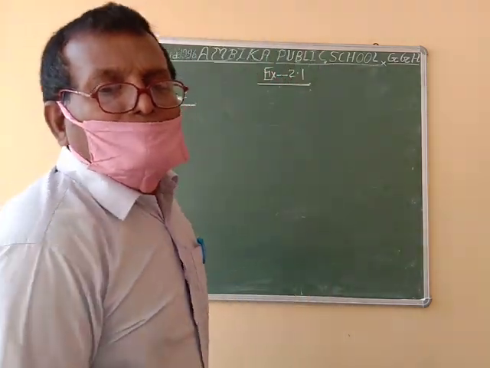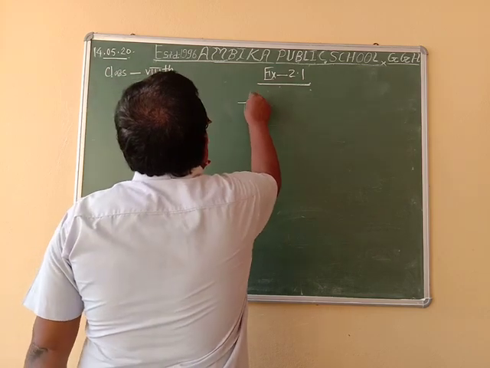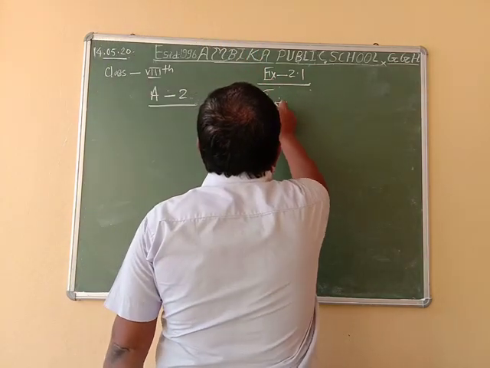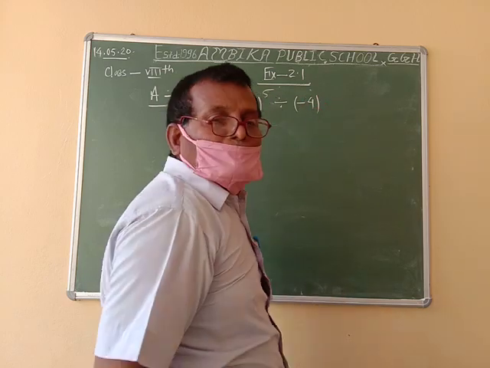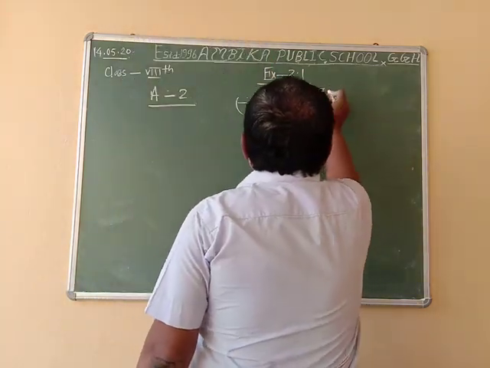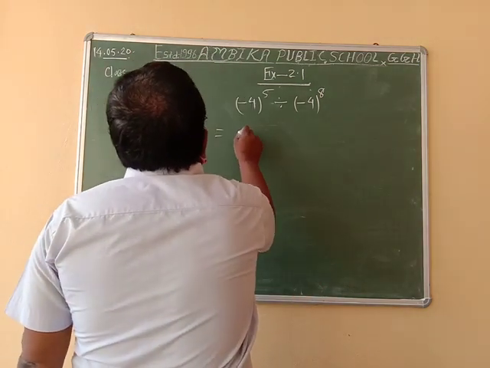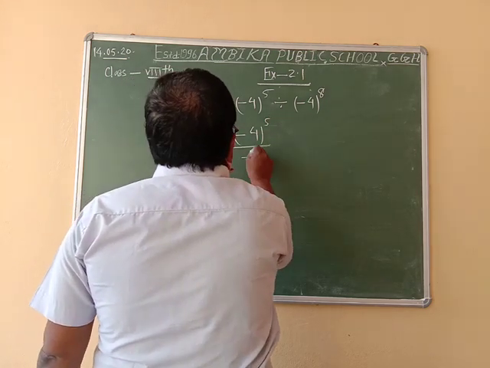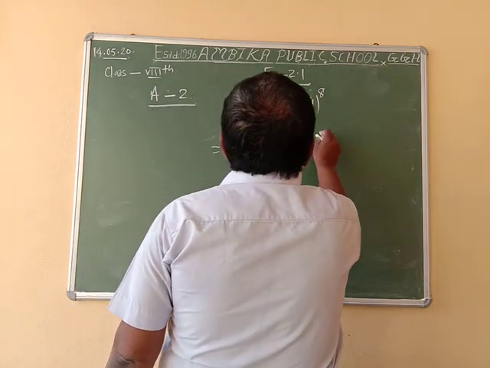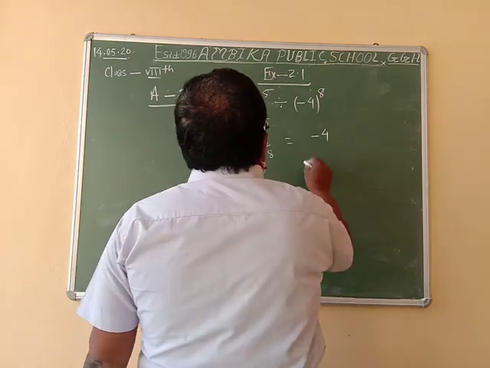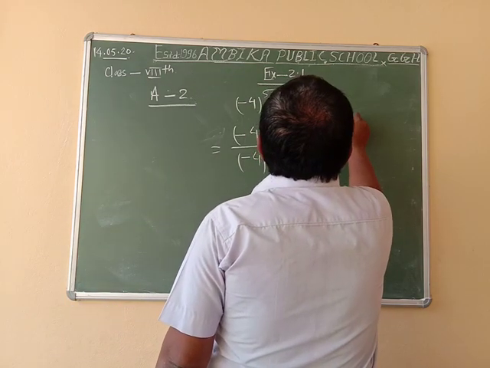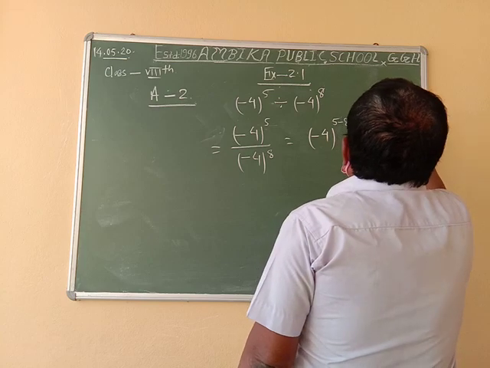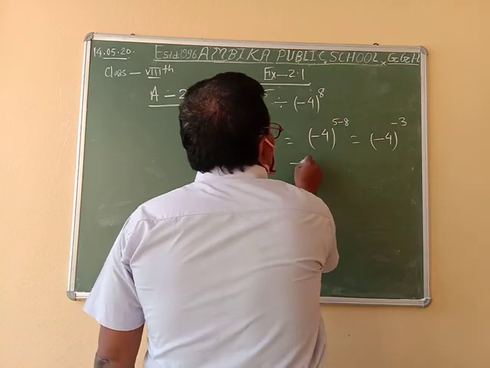Minus 4 to the power 5 divided by minus 4 to the power 8 is equal to minus 4 to the power 5 minus 8, which is equal to minus 4 to the power minus 3.